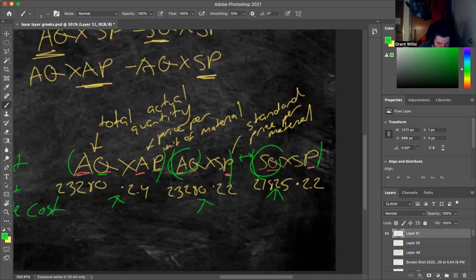So in this situation, you would do AQ times AP minus AQ times SP, because in that situation only your price is changing. So you do 23,280 times 2.4 minus 23,280 times 2.2.